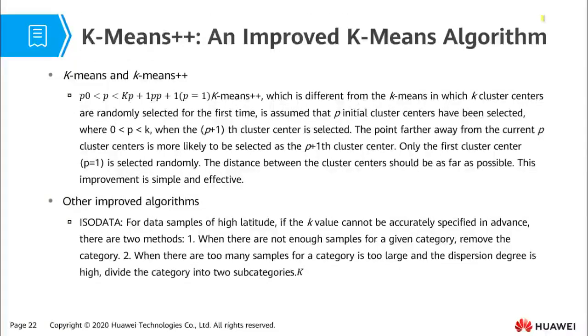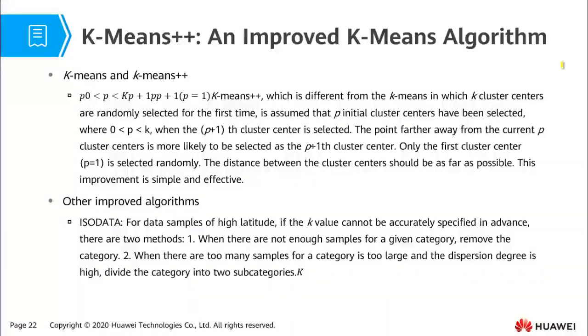K-means++ is different from k-means, in which k cluster centers are randomly selected the first time. Assume that P initial cluster centers have been selected, where 0 is less than P is less than k. When the next cluster center is selected, a point farther away from the current P cluster centers is more likely to be selected as the P+1 cluster center.